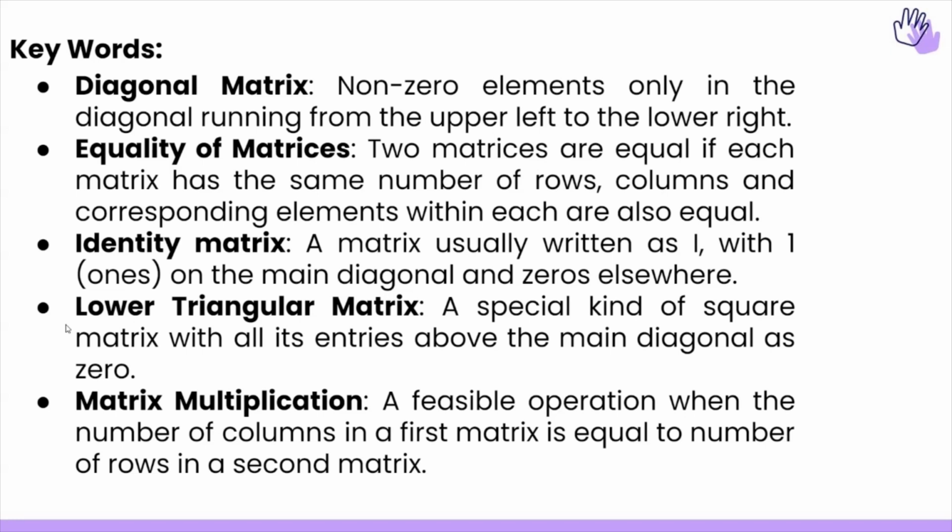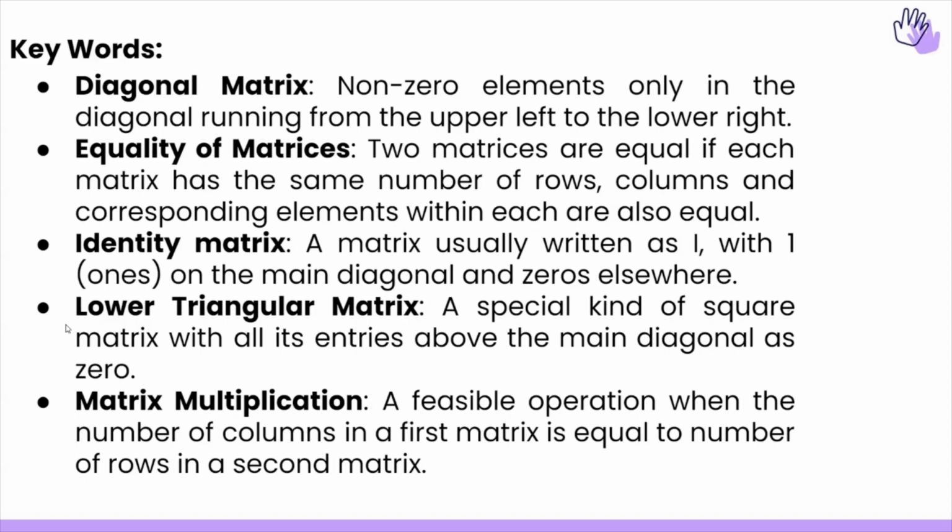Because in a diagonal matrix also the same thing happens. In the rest of the area you'll find zero valued elements, and only in the diagonal you'll find non-zero elements, right? Coming to the next definition, lower triangular matrix. So a special kind of square matrix with all of its entries above the main diagonal as zero. Whatever elements you take above the diagonal will be zero. Only the elements on the diagonal and below the diagonal are non-zero.